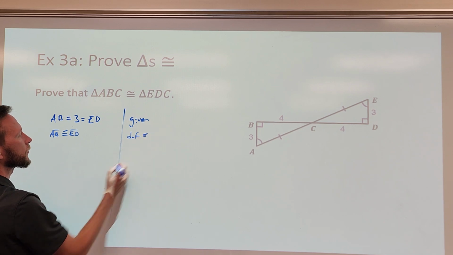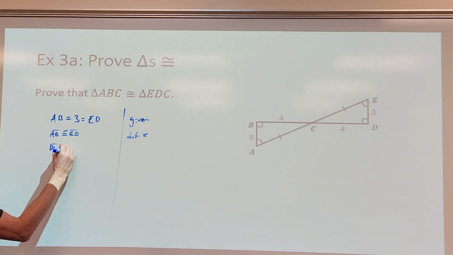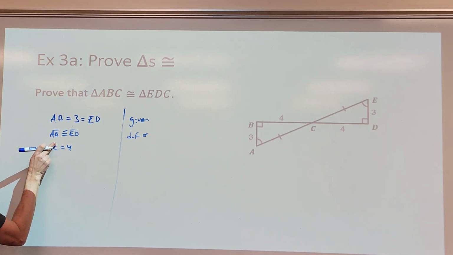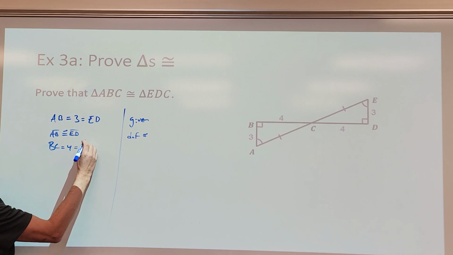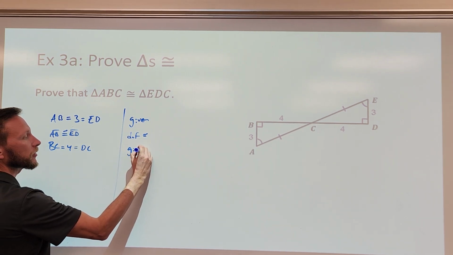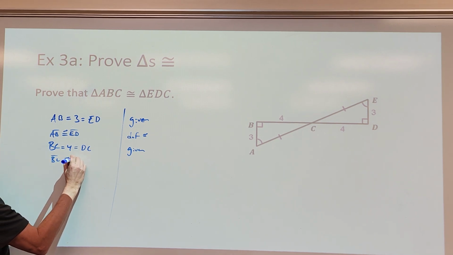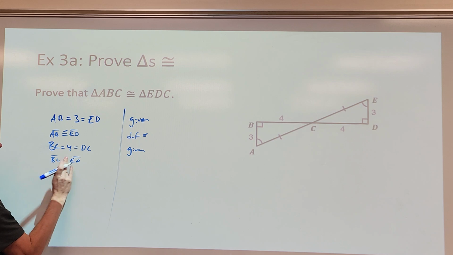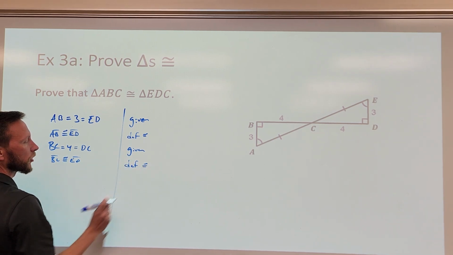They have the same length, therefore they are congruent. Segment BC has a length of 4, which is the same as the length of segment DC. This is given information, which means that those segments are congruent. They have the same length, and therefore they are congruent to each other.